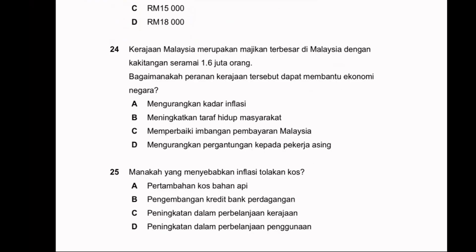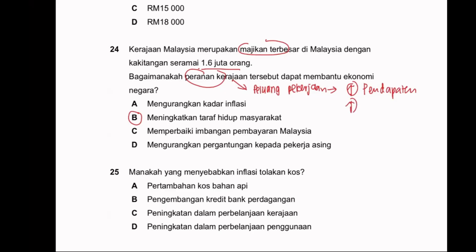C. Kerajaan Malaysia merupakan majikan terbesar dengan kaki tangan 1.6 million people. Okay, and they ask you, bagaimana peranan tersebut membantu ekonomi? Yes, the answer is taraf hidup. Why? Because government is giving a peluang pekerja. They're giving job opportunity, right? When there's a peluang pekerja, peningkatan pendapatan, peningkatan kuasa beli.